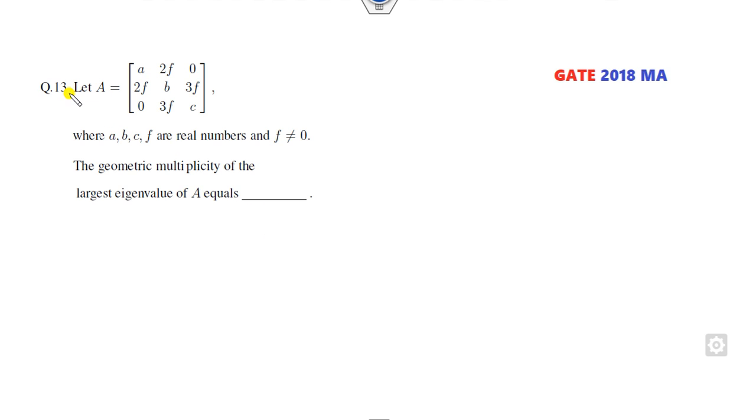So the first question is question number 13. It is given to you. A, B, C are real numbers such that F is non-zero. Then you have to find the geometric multiplicity. So what is the geometric multiplicity of this 3 cross 3 matrix? That is 3 minus rank of A minus lambda I, where lambda is the largest eigenvalue of A.